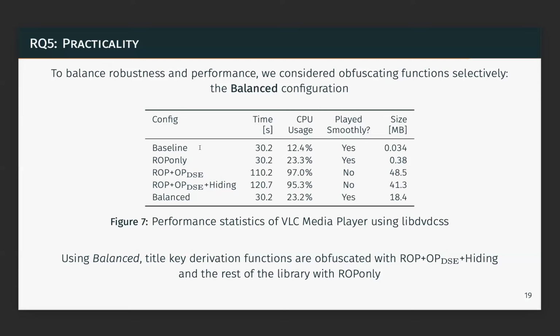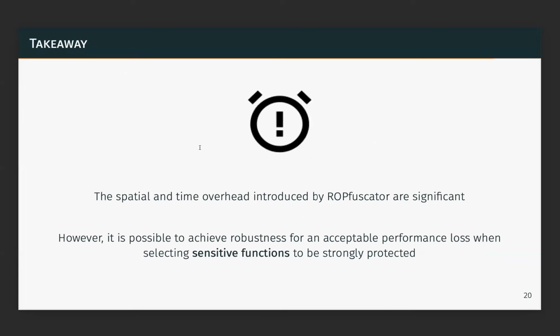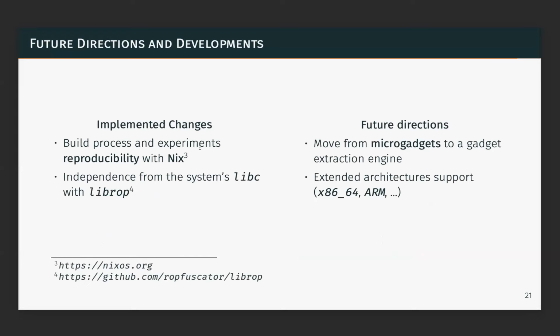And in that case, we can see that ROP only is the only configuration that makes VLC usable, but the others, while being way more robust, are making the program basically unusable to run. While using the balanced configuration, we are able to achieve robustness and performance. So the takeaway is that ROPfuscator introduces significant overhead, but by selecting the functions, we can achieve a nice compromise between robustness and performance.